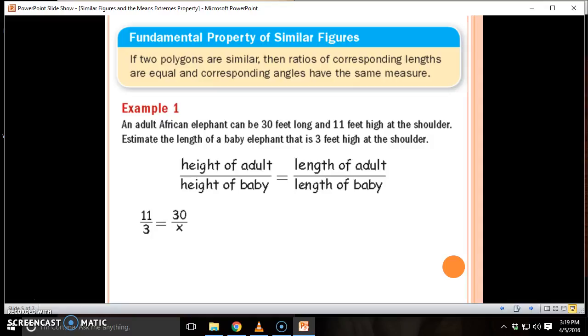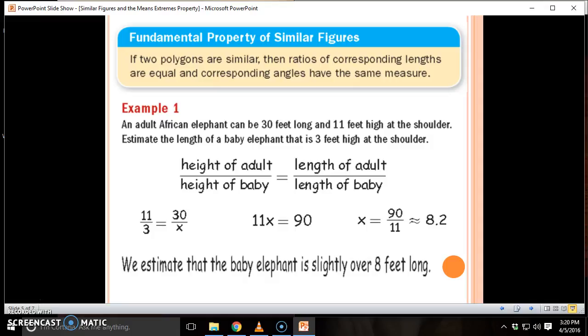A proportion that I could set up, and there are others that would also get me the right answer, is 11 is to 3 as 30 is to x. So multiplying the extremes and multiplying the means give me 11x equals 90, which is about 8.2. So we would estimate that the baby elephant is slightly over 8 feet long, and that would be a pretty good estimation.